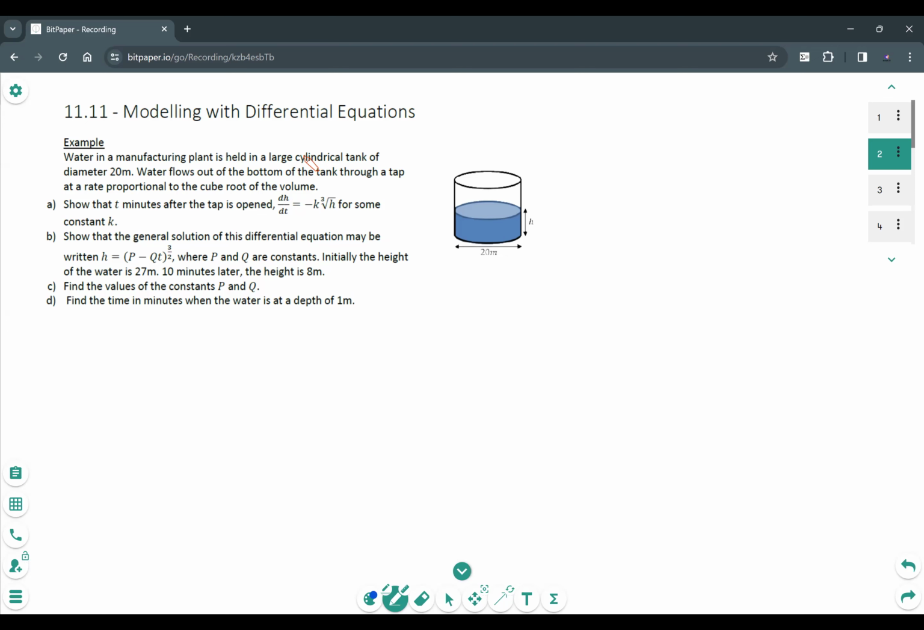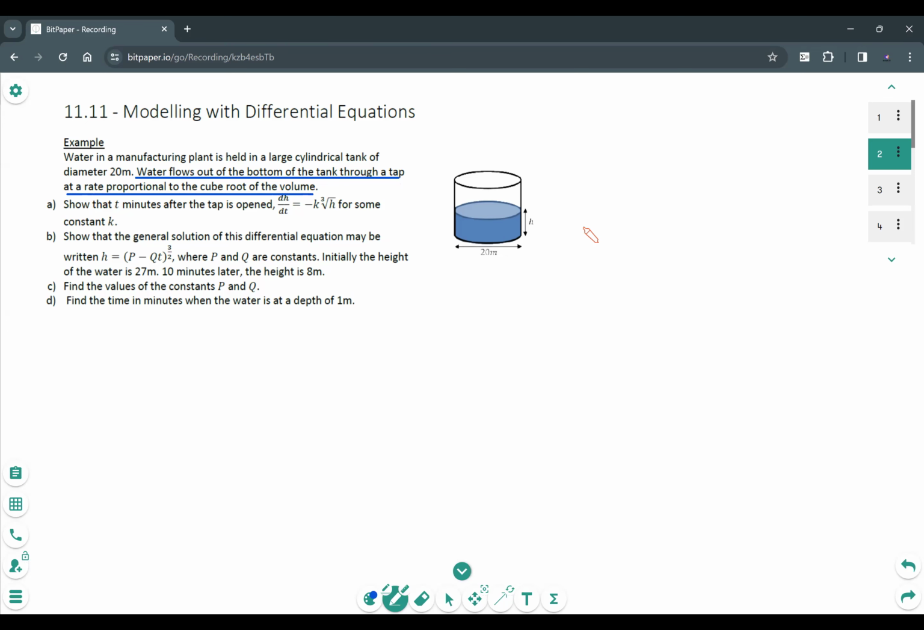The reason is that the cylinder shape can withstand the most pressure with liquid. That's why a can is always a cylinder. Even a beehive is always sort of a hexagon, close to a circle, because it can withstand the most pressure inside and outside. Anyway, we're told the diameter is 20 meters. Water flows out of the bottom of the tank through a tap at a rate proportional to the cube root of the volume.